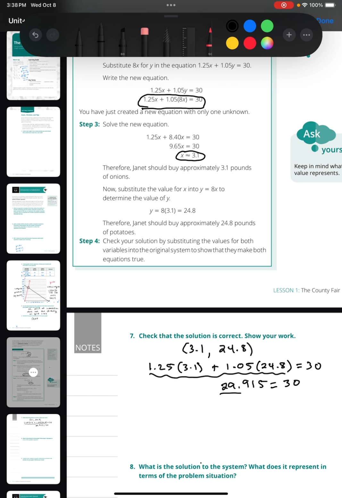So looking at what we ended up with, I'd say yes, that did work and find a point that is a solution to that system. And if we try it with y equals 8x, so y 24.8 equals 8 times 3.1, and we will get 24.8 equals 24.8. So that one matches up perfectly. So definitely good there. And again, only a rounding error causes it to not be exactly 30 on the other equation.